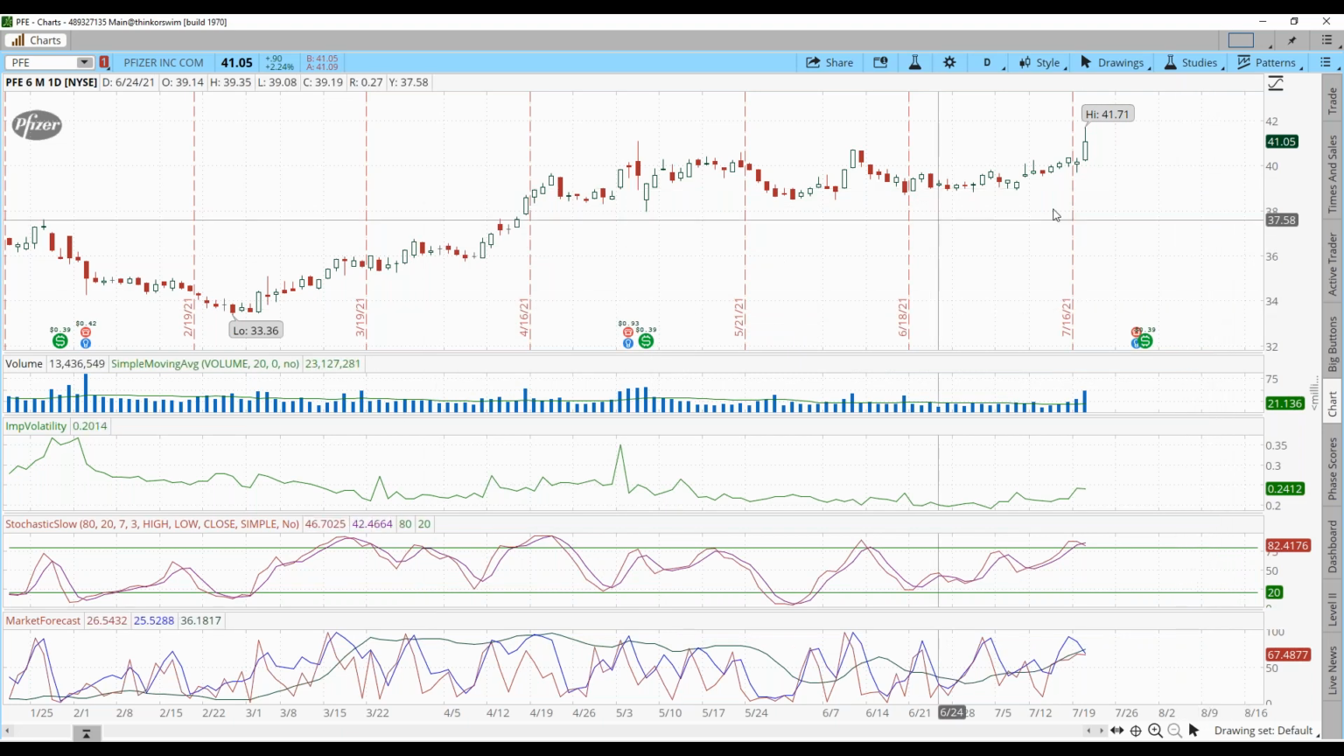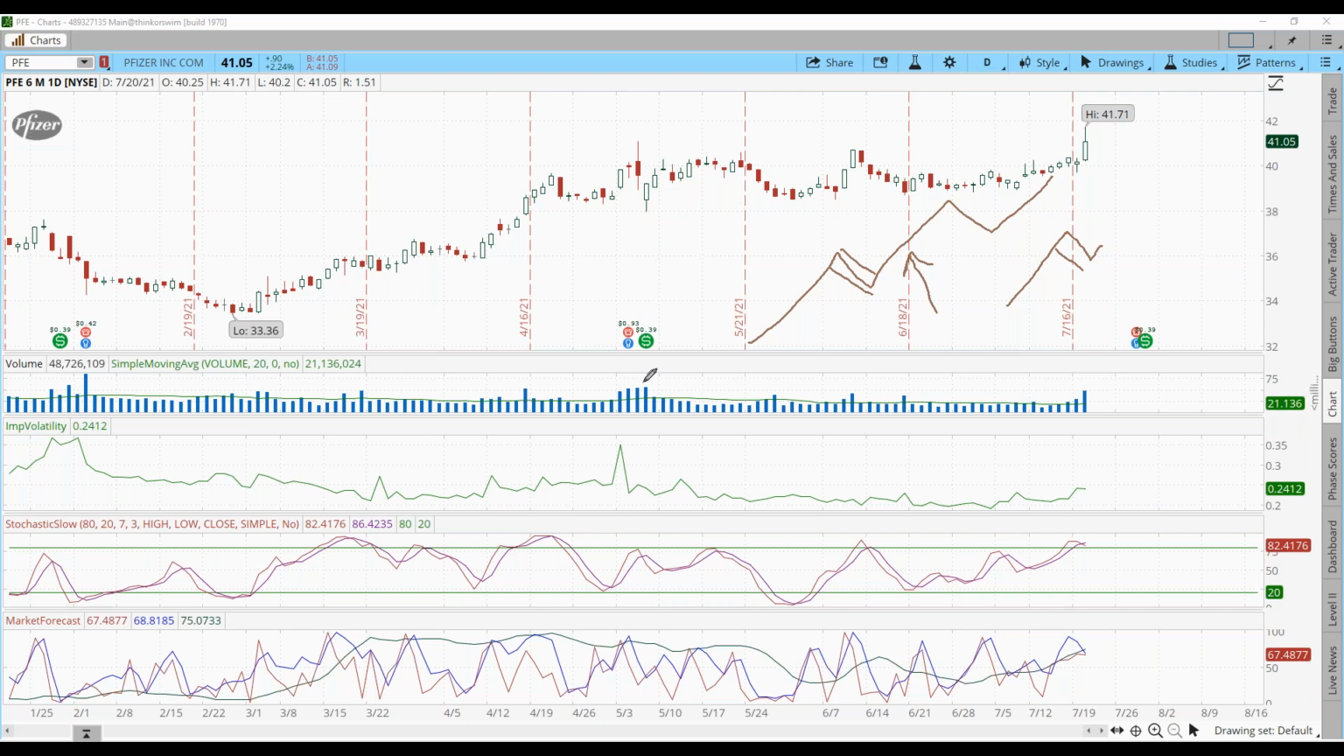A flag is just a short-term consolidation. Here's the pole, here's the flag, and then it breaks. If you look at something that's going like this, theoretically, these little price actions are the flags, these are the poles. What do you call a number of flags in a row? A parade. That's my own. That's a pattern, a parade. I'll say this is a parade pattern because I have three flags in a row.